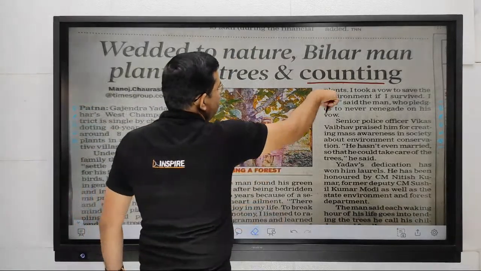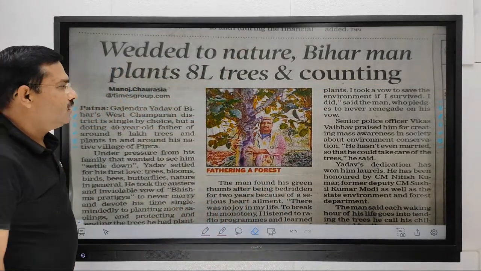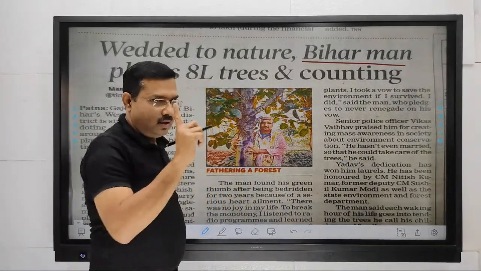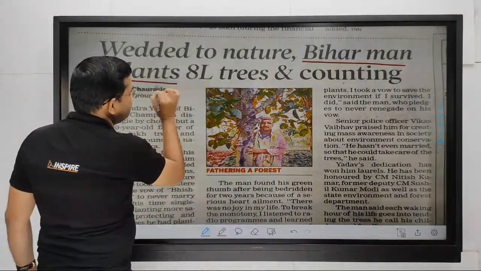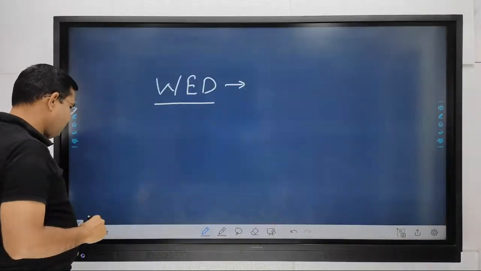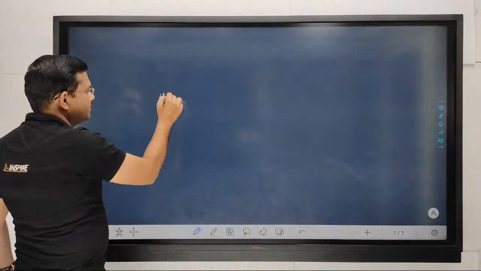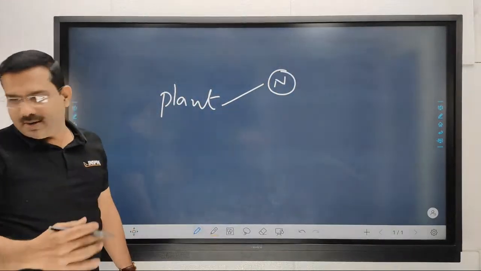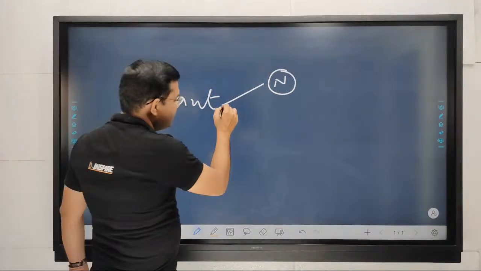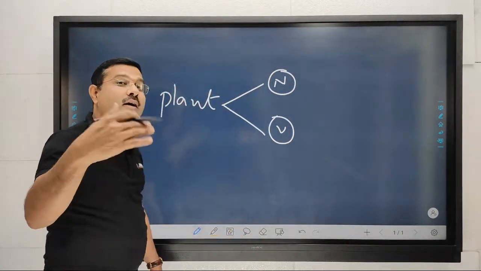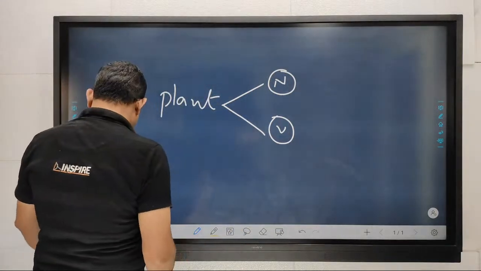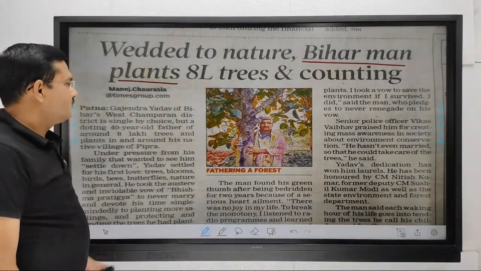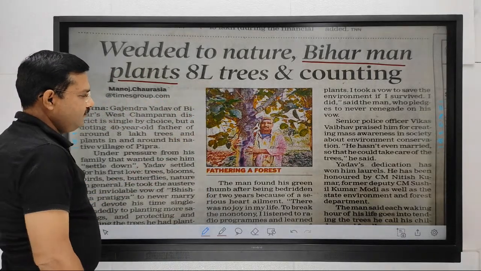He is a Bihari man, है ना? Plants 8 lakh trees. See, this Bihar man is a singular one. Single man or so many? Single one, है ना? So that's why we wrote plants. Here, this plant is a noun also. Plant means plant tree, है ना? And same plant is a verb, that means plant lagana. So the same meaning we have got over here. Plants 8 lakh trees and counting. So this was all news about this man fathering a forest.